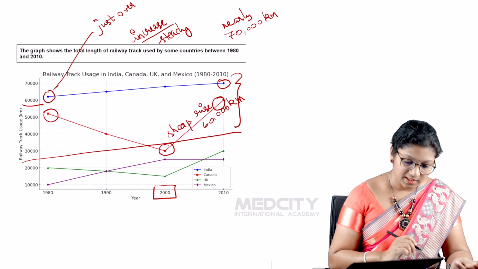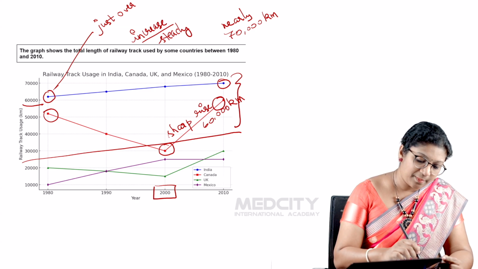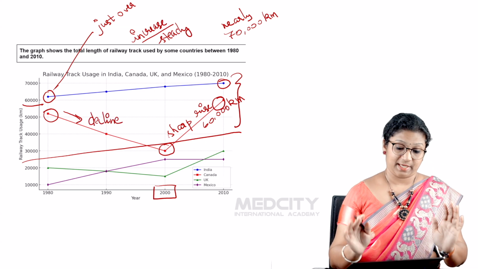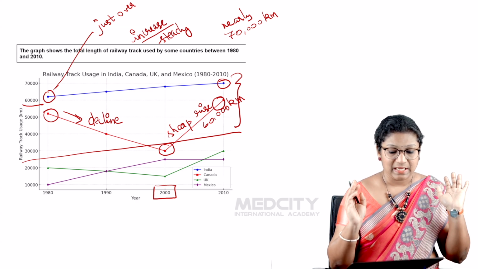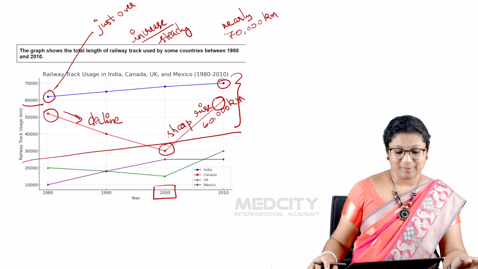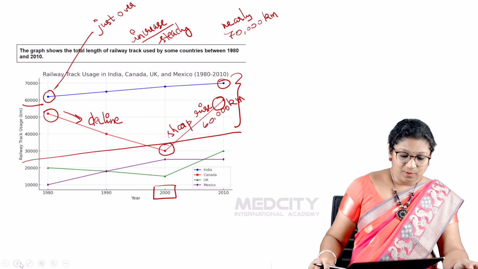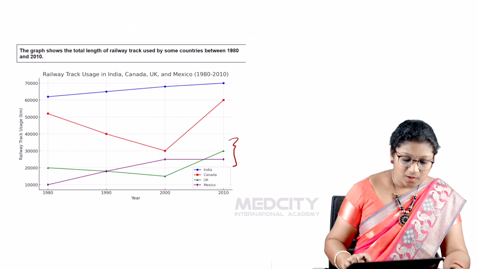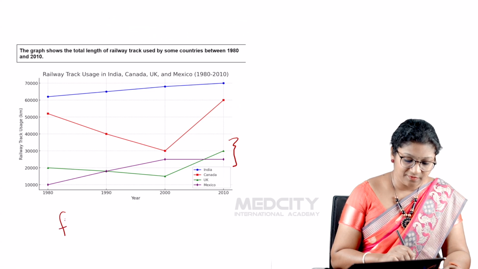Okay, 60,000 kilometers. So we can talk about a decline, and then we can talk about a sharp rise. So this is what we can do about India and Canada. Now on similar lines, if we look at the next 2 countries, which are the UK and Mexico, what can we see? We can mainly see fluctuations, okay.